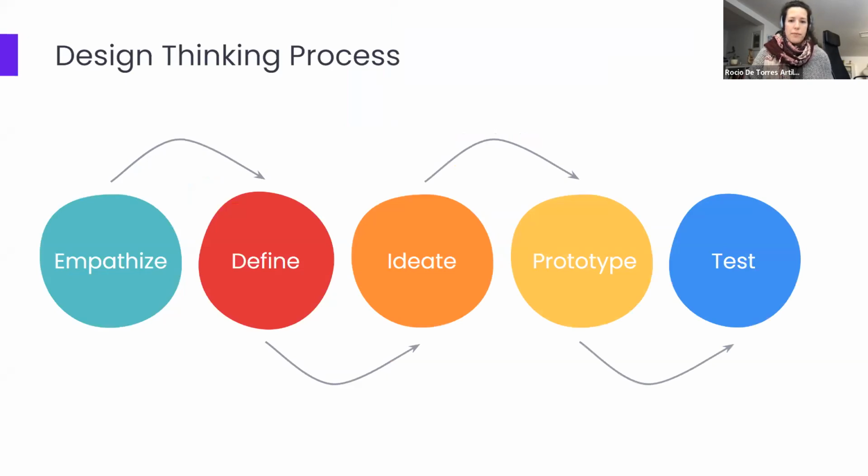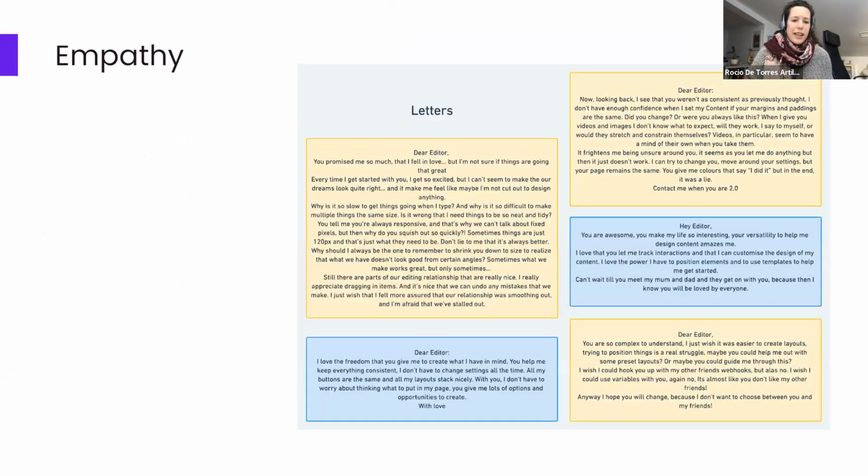So there are different phases of the design thinking process: empathize, define, ideate, prototype, and test. So maybe I can go one by one. The first one is the empathy one. So the starting point is empathizing with the user. During this phase, the designer will use different methodologies to find pain points and opportunities based on qualitative and quantitative research, such as user interviews, KPIs, empathy maps, and many other methods.